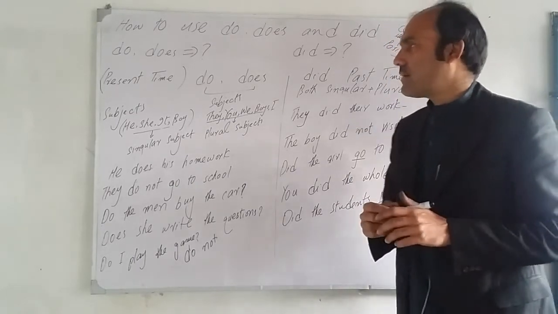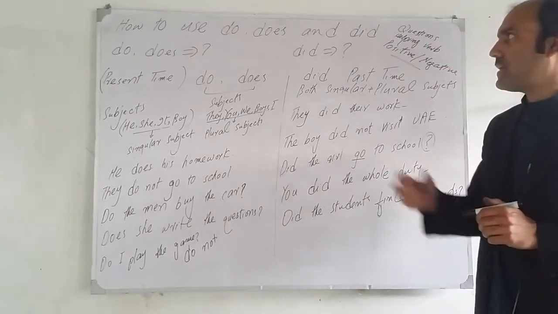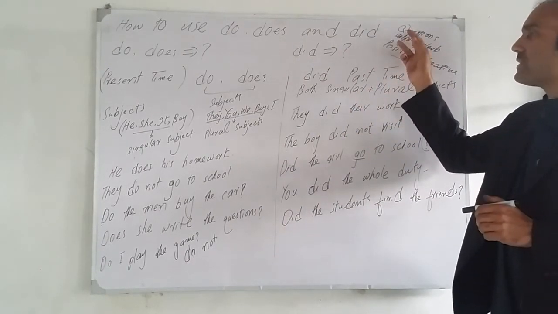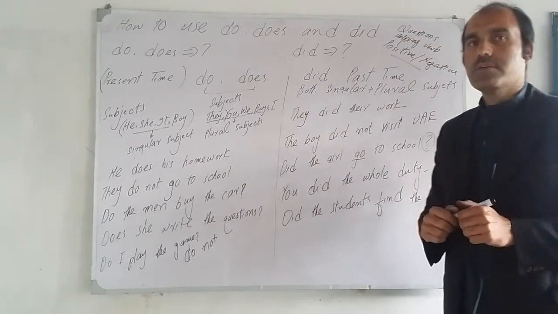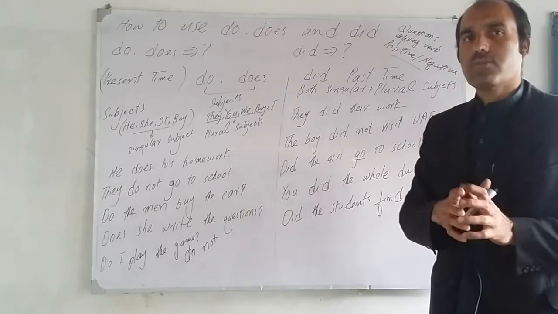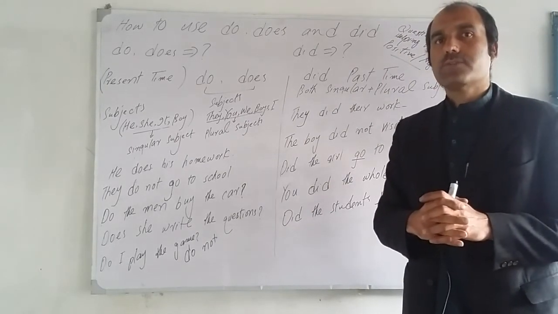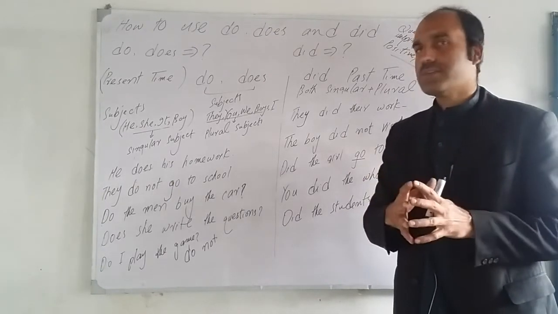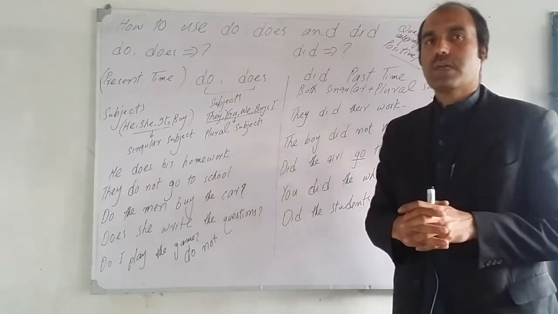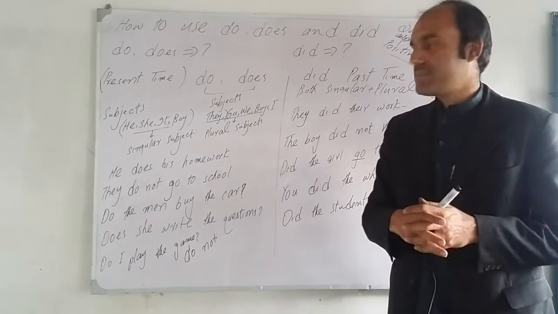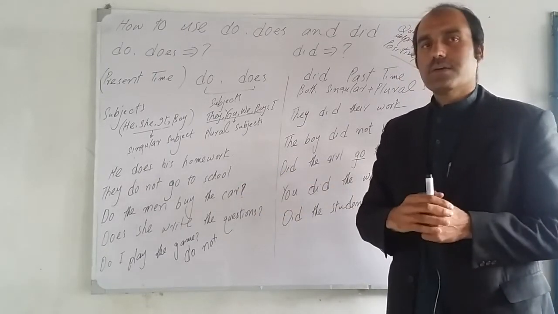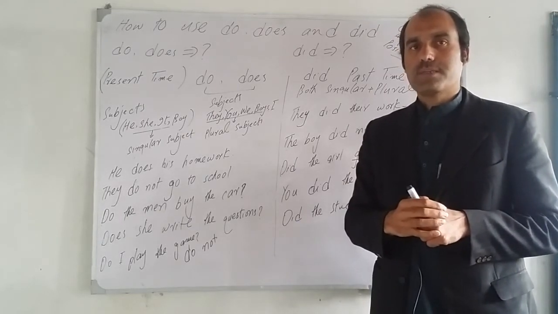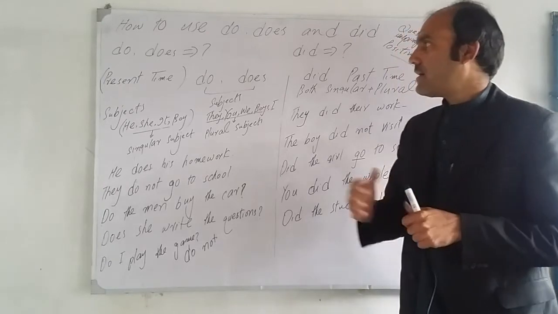You can make sentences with these verbs, which we call interrogative sentences. You can also use them as your main verb, and for negative sentences you can use them too. So this depends on you. You can make different types of sentences. Later you will see on this whiteboard how you can make sentences in such a way.